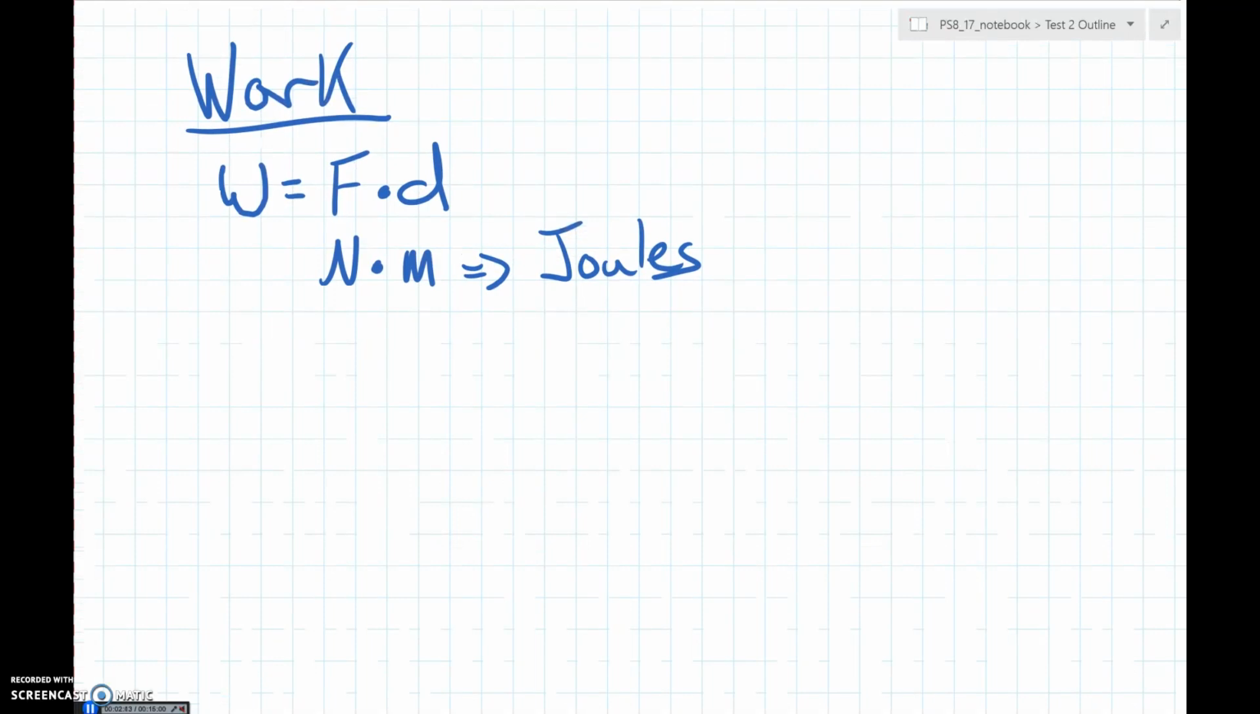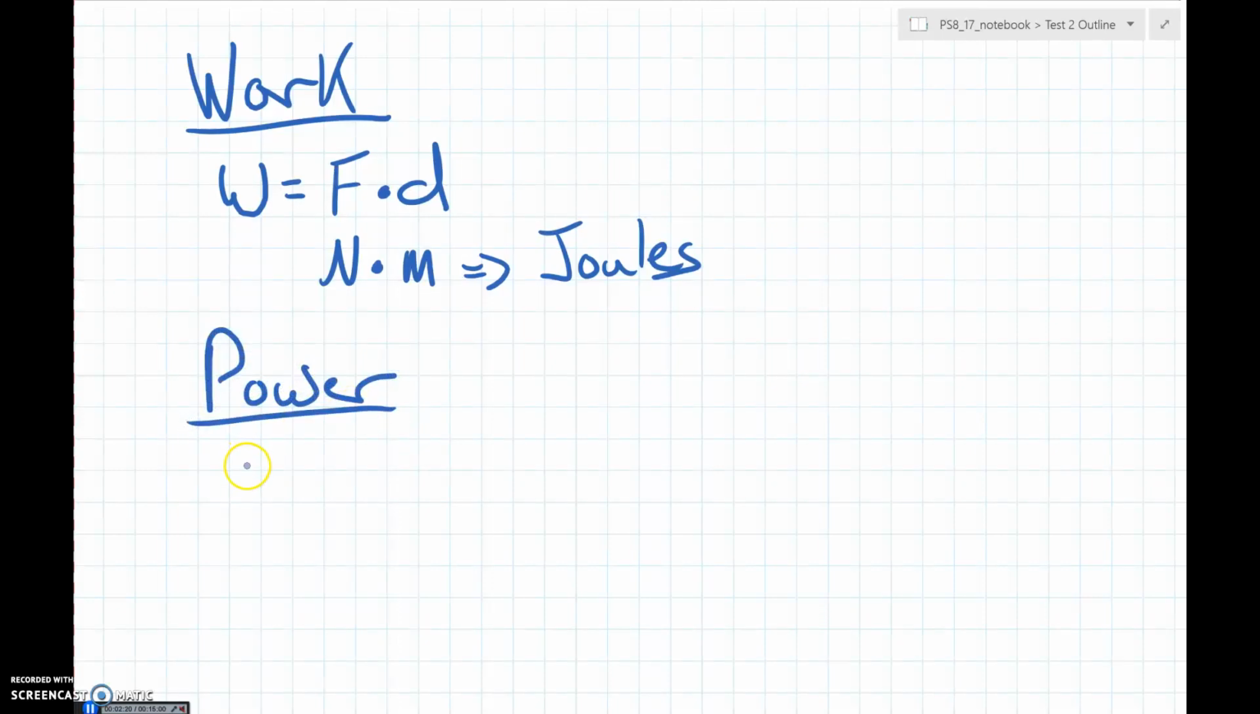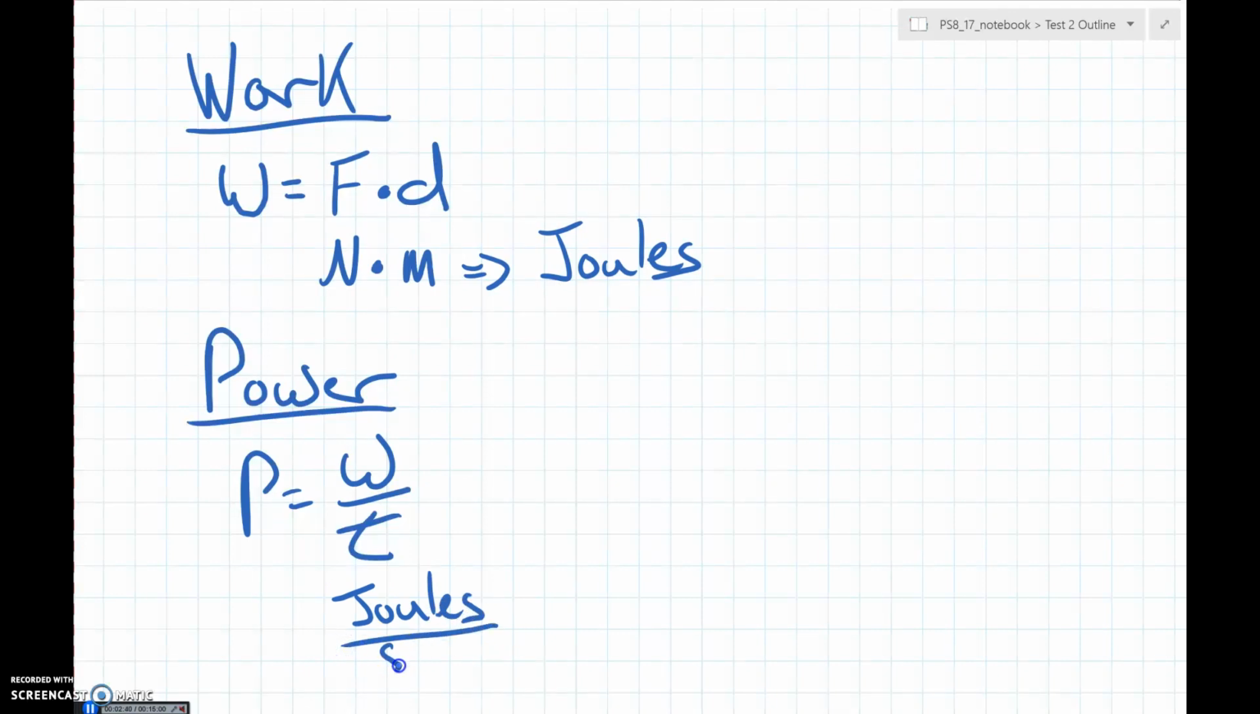So after work, we talked about power. And power simply is how much work you do over time. So work per unit time. And that works out to be joules over seconds, which we know are a watt.